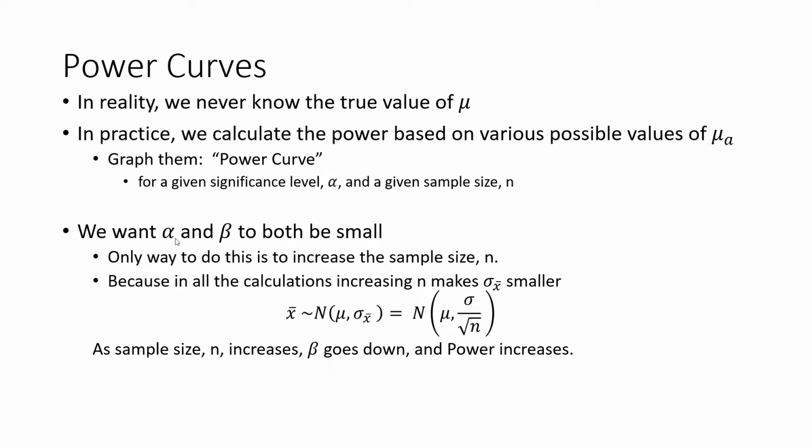And so therefore, we're able to decrease both alpha and beta by having the sample size go up. And as the sample size n goes up, beta then goes down, and then the power increases.